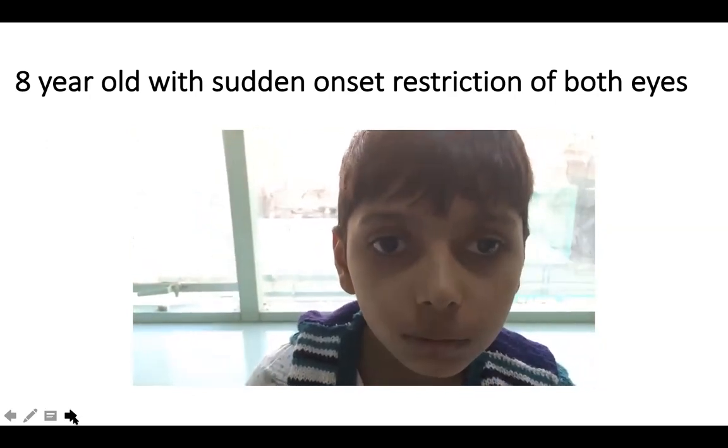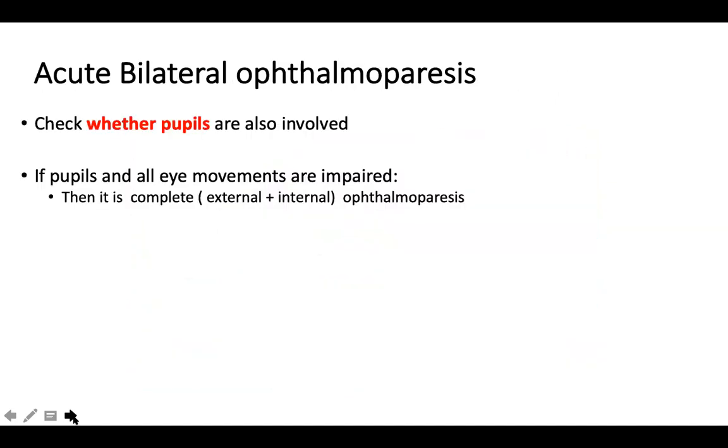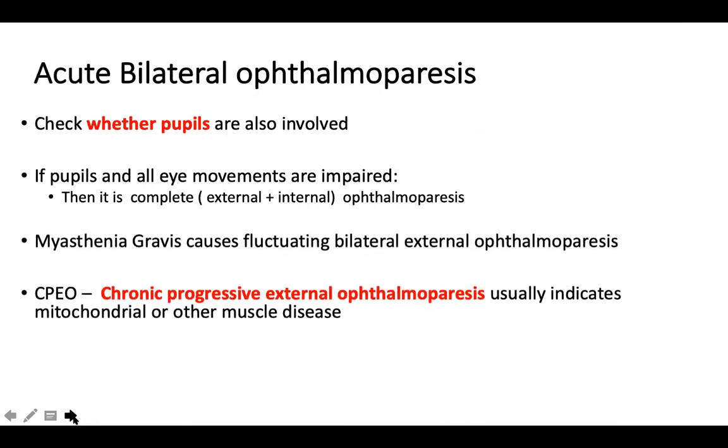So here you have to, of course, evaluate for myasthenia gravis by sending antibodies and looking for thymoma. So check whether the pupil is also involved. If pupils are involved along with ophthalmoparesis, that is both external and internal, then it's called a complete ophthalmoparesis. But if the pupils are spared, then it becomes an incomplete ophthalmoparesis. So myasthenia gravis can cause a bilateral external ophthalmoparesis. But CPEO, or chronic progressive external ophthalmoplegia, also does not involve the pupils. It usually indicates a mitochondrial disorder.